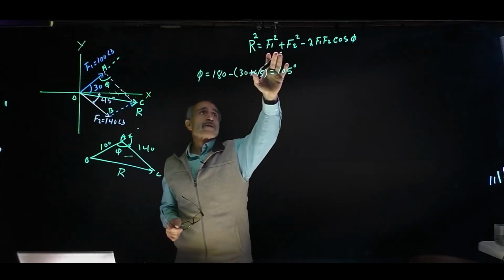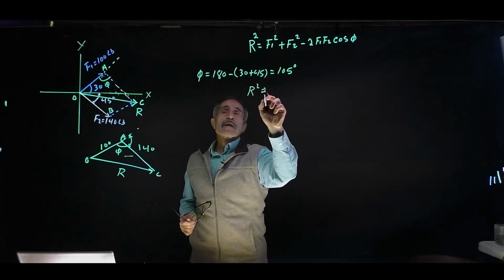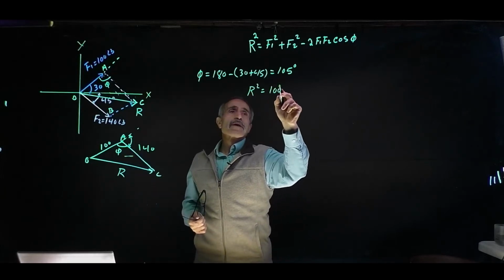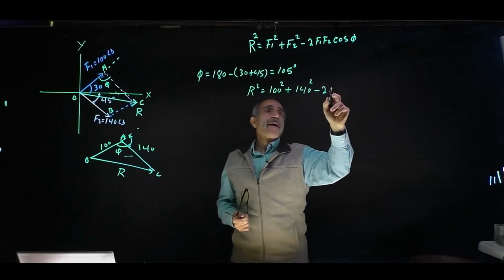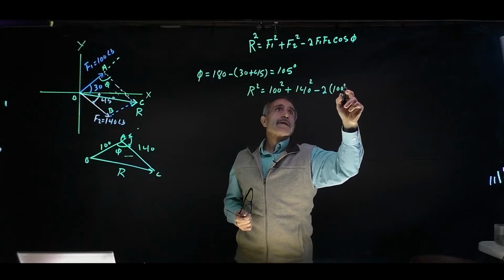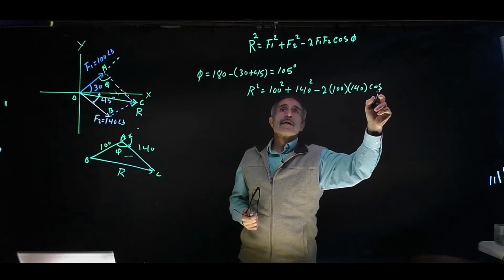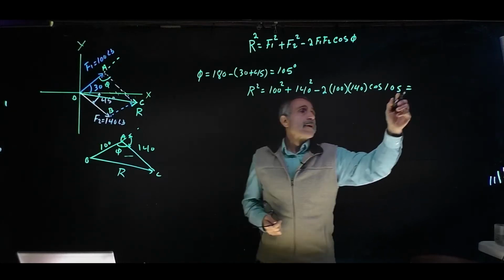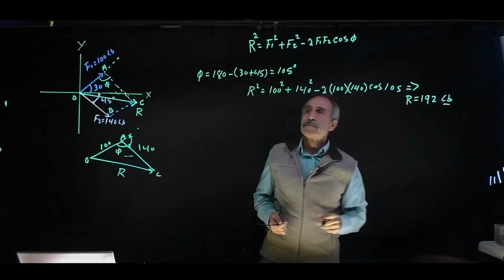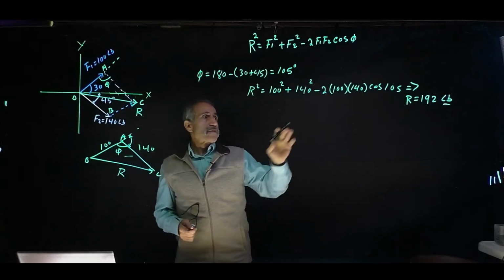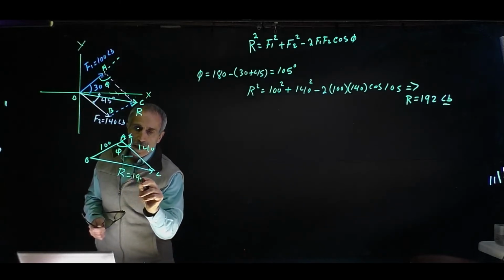Now we can go ahead and use the equation. R squared is equal to, F1 was 100, so 100 squared plus 140 squared minus 2 times 100 times 140 times the cosine of 105. So now I found R is equal to 192 pounds. You can plug this into your calculator and see if you get 191.8 something. So our R came out to 192 pounds.